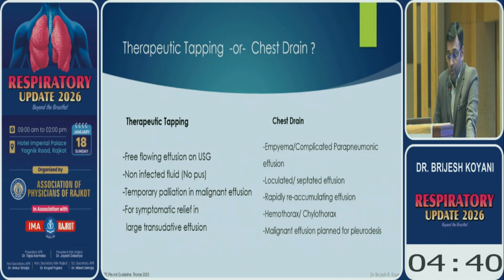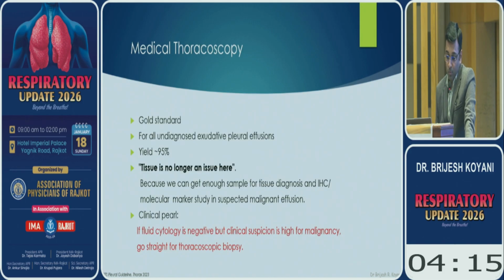When should we put in a chest drain? When the patient has empyema, frank pus, complicated parapneumonic effusion, when the fluid is loculated or septated, if it is rapidly reaccumulating, or if it is a chylothorax, pseudochylothorax, hemothorax, or malignant effusion when we are planning for pleurodesis. These are the cases where we should not wait, and should always put in the chest drain.